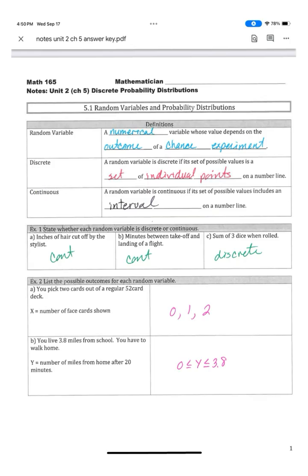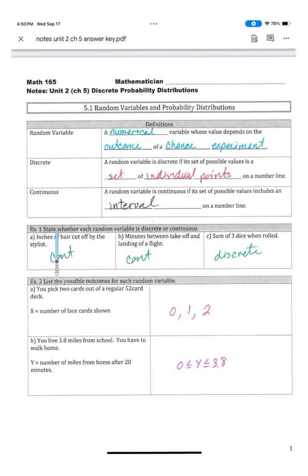And discrete, we've already talked about the difference between discrete and continuous. So remember, a random variable is discrete if the set of possible values is a set of individual points on a number line, like shoe size, 5, 5.5, 6, 6.5, or the number of items in a shopping cart, or what number you roll when you roll a die. Continuous is if the set of possible values includes an interval on the number line. So like a height, a weight, a time, so usually a type of measurement.